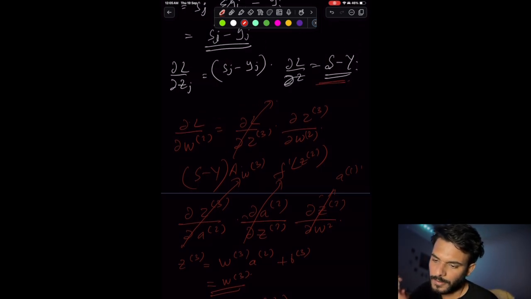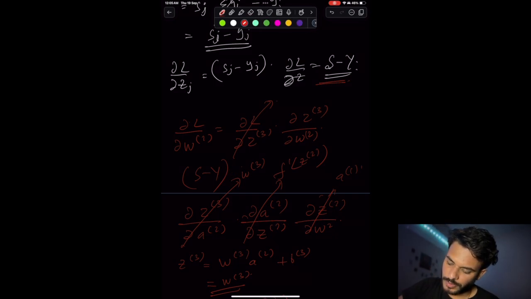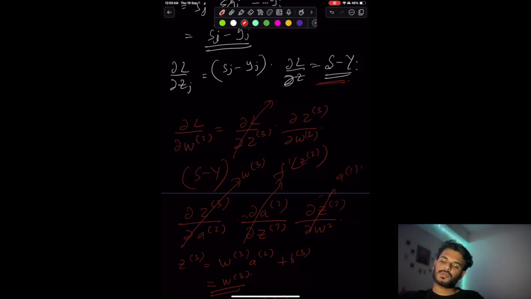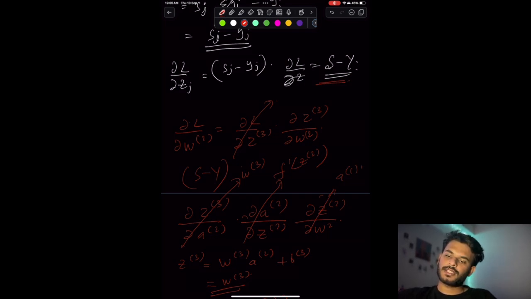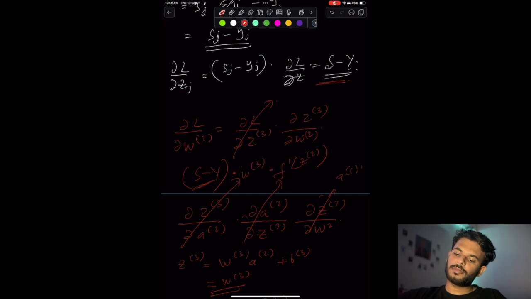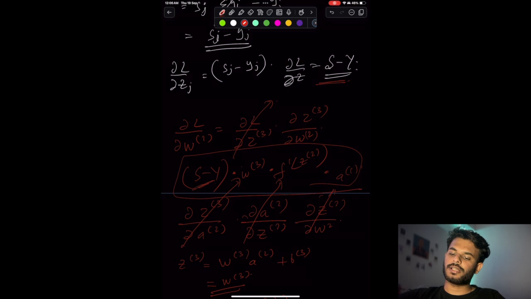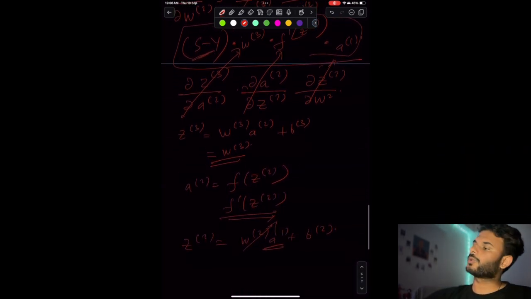No, sorry, this is not A. A won't come here. So this becomes S minus Y. Del L by del Z is basically S minus Y. So this will become S minus Y multiplied by W3 multiplied by f prime Z2 multiplied by A1. So this is how del L by del W2 looks like.